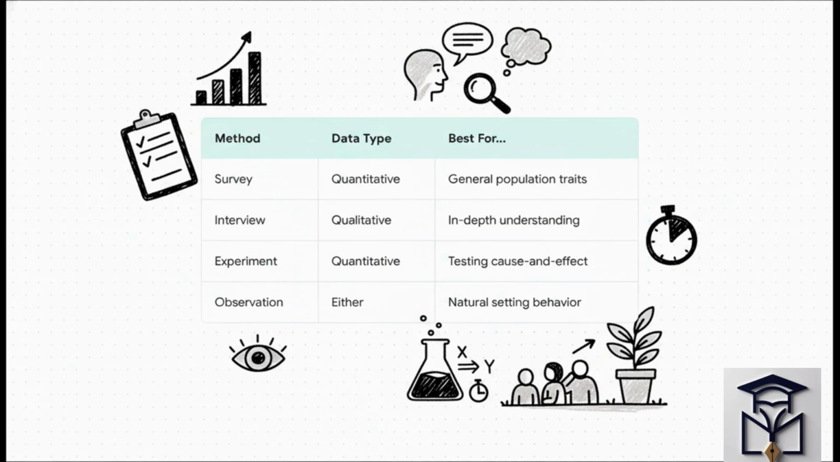If you need to get a general idea from a huge group of people, and fast, a survey's your best friend. But if you need that deep, detailed story behind the why, well, then you've got to sit down and do some interviews. For proving cause and effect, nothing, and I mean nothing, beats an experiment. And sometimes you just want to see how things happen in the wild without you getting in the way, and that's where observation comes in.